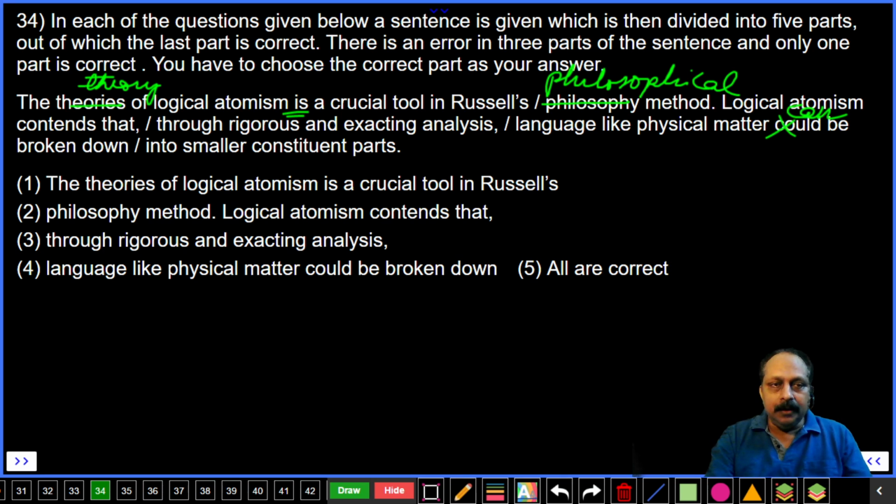Logical atomism contends. So there's an error in the first part, second part. Through rigorous and exacting analysis, no error here. Language, like physical matter, can be broken down, not could be broken down, can be broken down into smaller constituent parts. No error in the last part. That means what? The third part is correct. No error here.